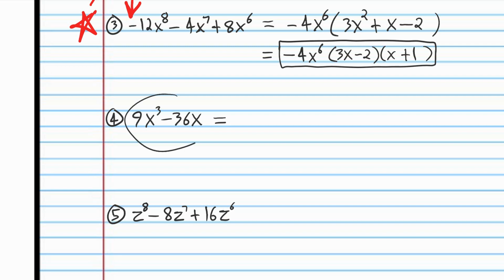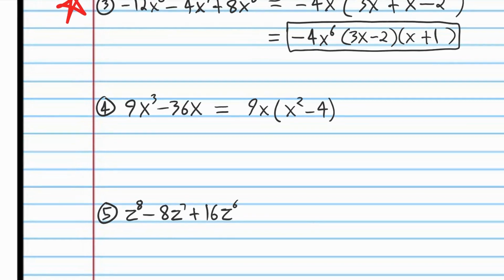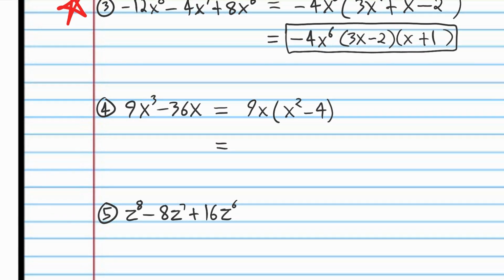So there's 2 terms, which means it's going to be the difference of 2 squares after we factor out the greatest common factor. And the greatest common factor, I believe, is going to be 9x, and you're left with x squared minus 4. And so, again, we have a difference of 2 squares. This is a square, and this is a square because 4 is the same thing as 2 squared. 2 times 2 is 4.